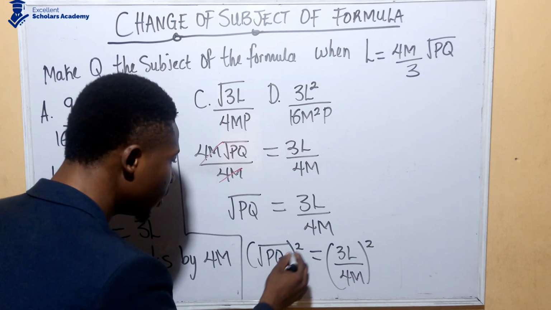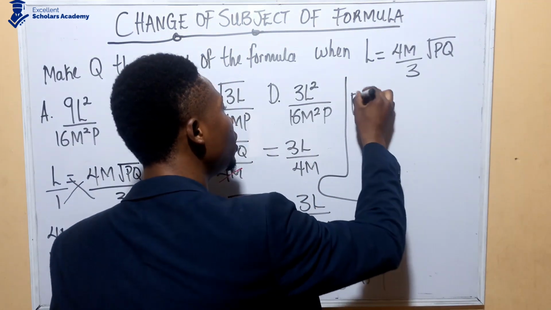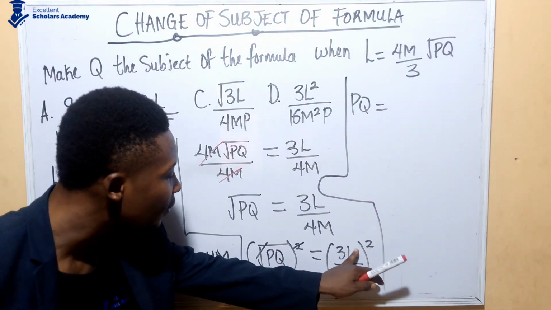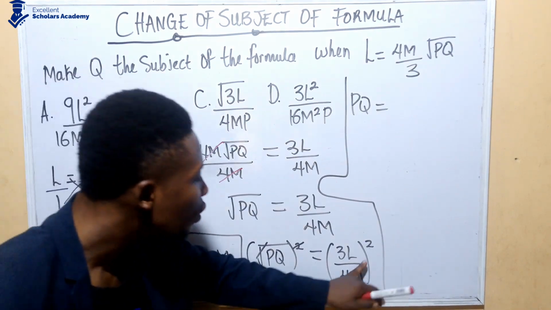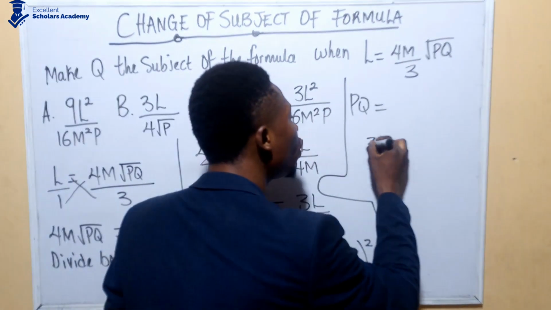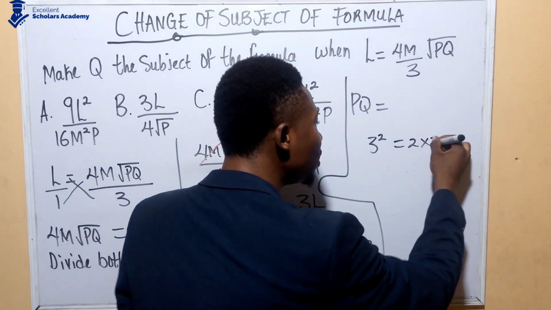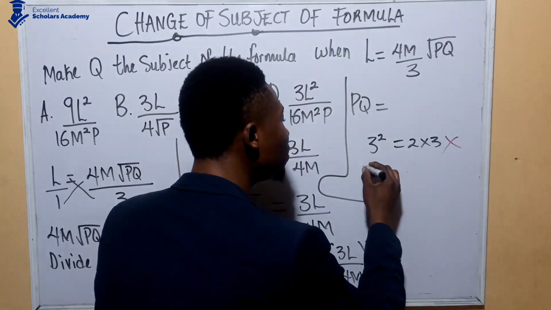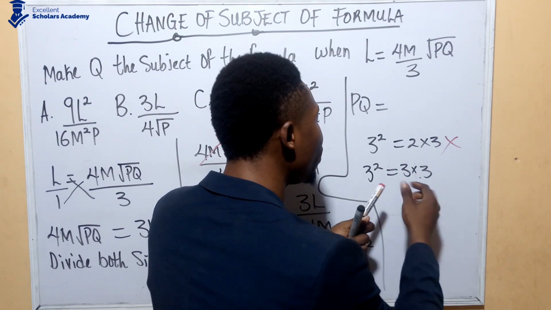Now, of course, this square takes away this square root. So you're going to have what? PQ is equal to. Now, this square is affecting 3, affecting L, and also affecting the denominator 4M. So now, this square affects 3. That's 3 squared. 3 squared does not mean 2 times 3. Alright? That does not mean 2 times 3. This is very, very, very wrong. 3 squared means 3 times 3, which is very, very, very correct.